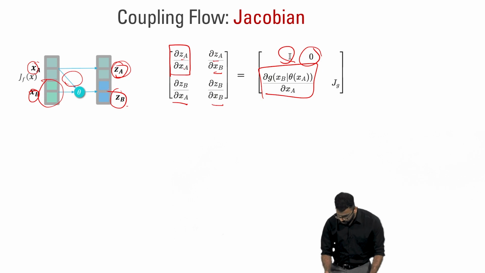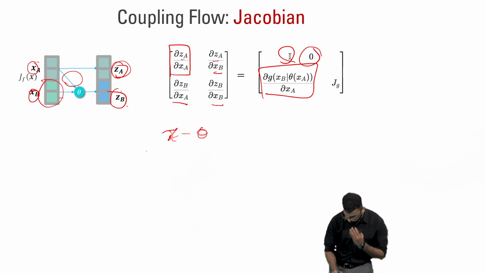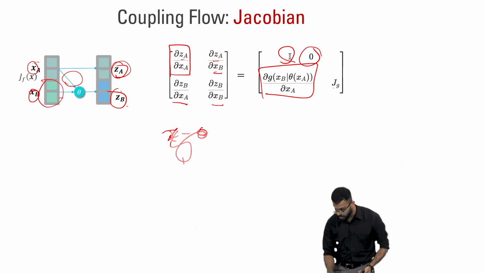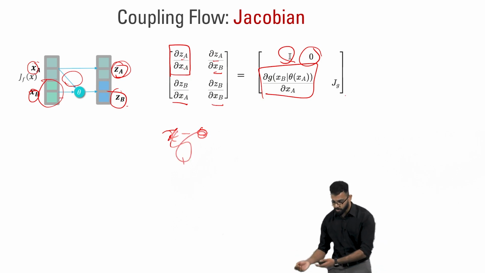And if you look at ZB with respect to XB, you had some simple transformation, right? So if I had something like X minus theta and you differentiate with respect to X, you're going to get 1. If you have some other simple transformation, you'll get some other simple Jacobian in that case.